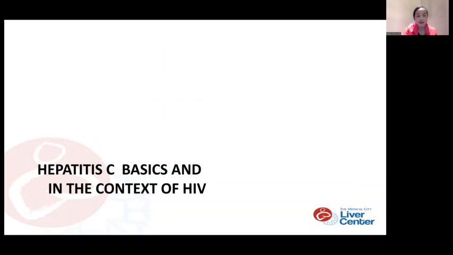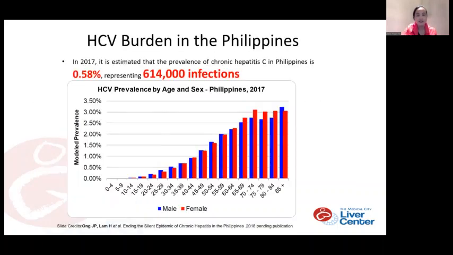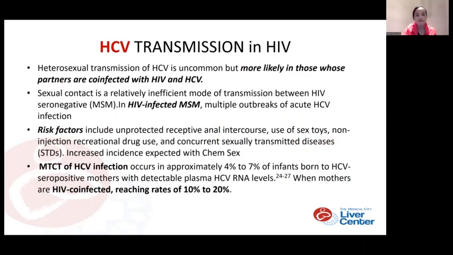Okay, moving on now to hepatitis C in the context of HIV. So what about the hepatitis C burden in the Philippines? So hepatitis C is a smaller issue, but still significant in the Philippines. If you recall in my slides earlier, the estimate in 2017 was about 10 million infections. In the Philippines, the range of infections for hepatitis C is about 400 to 600,000 in various estimates.